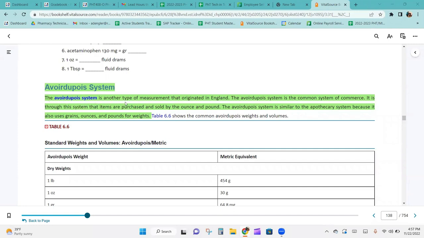The Avoirdupois system is another type of measurement that originated in England. The Avoirdupois system is the most common system of commerce. It is through this system that items are purchased and sold by the ounce and pound. The Avoirdupois system is similar to the apothecary system because it also uses grains, ounces, and pounds for weight.